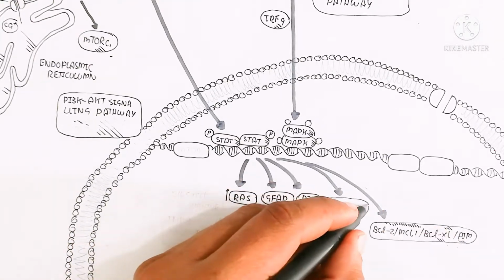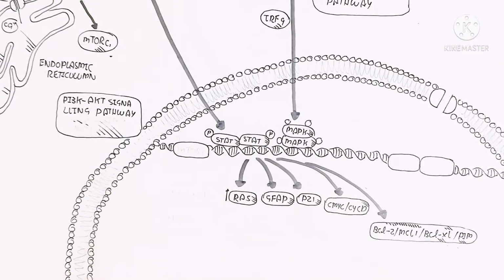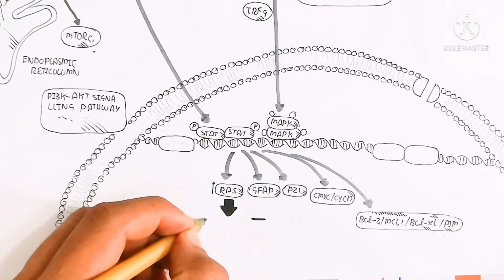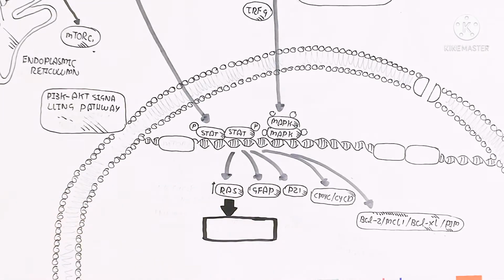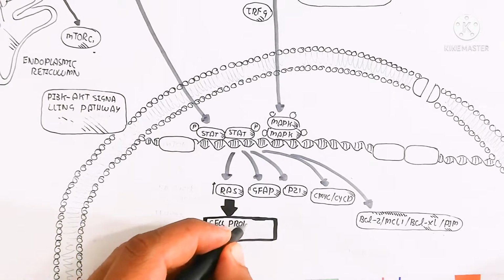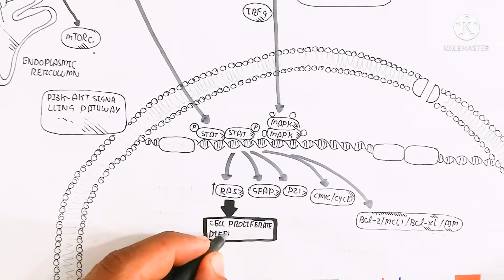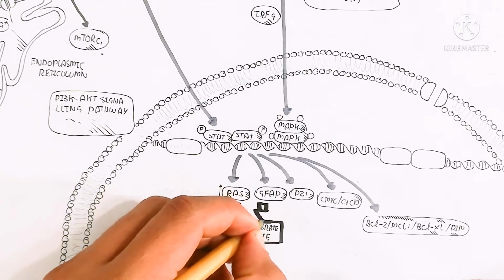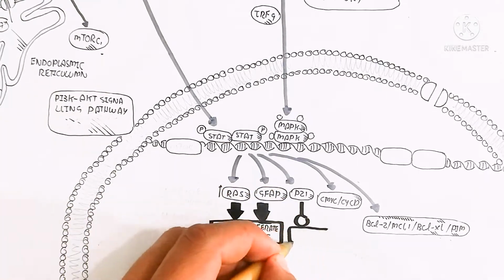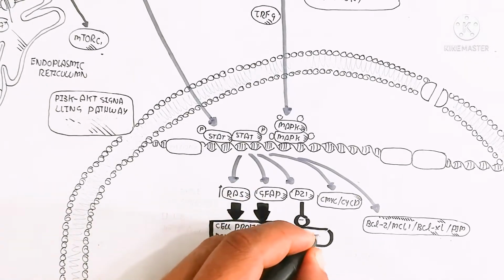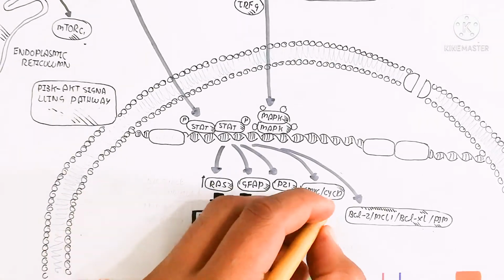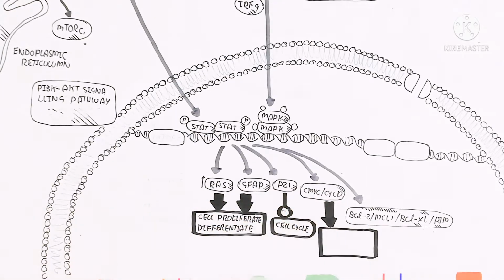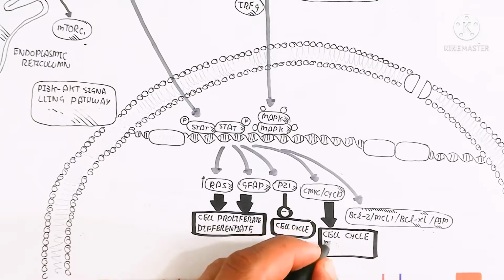P21 and C-Myc and CYCD, and here is BCL2, BCL2 and MCL1 and BCL-XL and PIM. These all genes transcribe and translate into cell proliferation and differentiation through RAS protein and GFAP. On the other hand, P21 is a protein that will inhibit the cell cycle, while on the other hand the cell growth will occur.